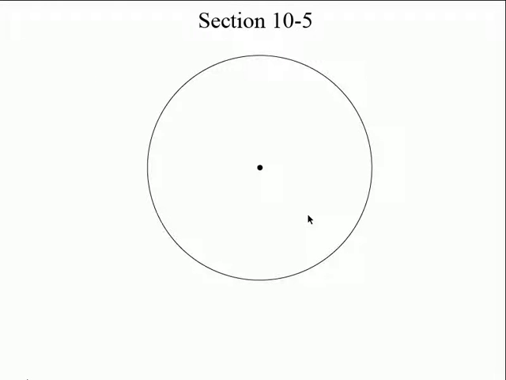Oh, there it goes. All right, now we're gonna do theorem 10-10. So what I'm gonna do now is draw a radius. Now it can be anywhere. It doesn't have to be straight up and down. I'm just doing it for the ease of this video. Okay, so I'm gonna draw the radius right there.